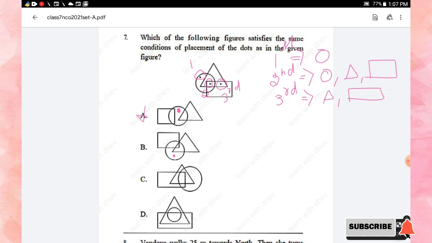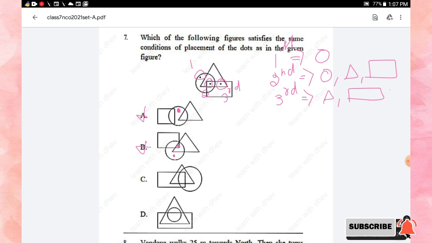For the second dot, yes, we have the region which is shaded by all the three shapes. So this particular region, right? So I can place the second dot as well. Then what about the third dot? Yes, there is no region which has been shaded by rectangle and triangle alone. So we cannot place a third dot. So we eliminate, or we reject, option B.